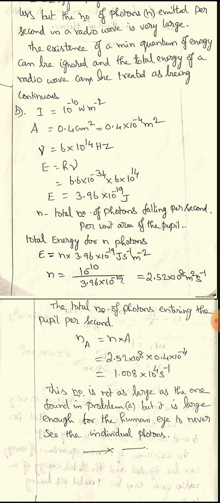So the total number of photons entering the pupil per second, entering our eye, can be taken as N into A. Substituting the values of N and A, you will get the answer as 1.008 into 10 to the power of 4 second inverse. So this number is not as large as the one found in problem A, but it is large enough for the human eye to never see the individual photons. The human eye cannot see the individual photons.